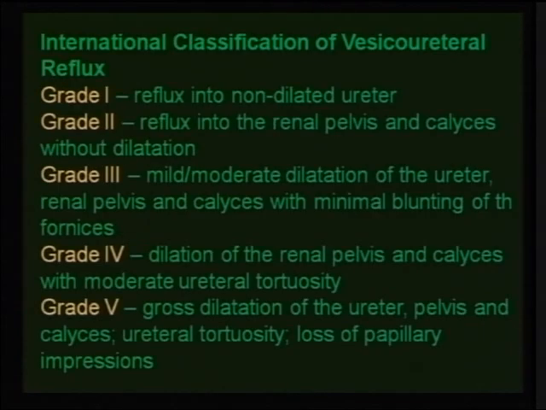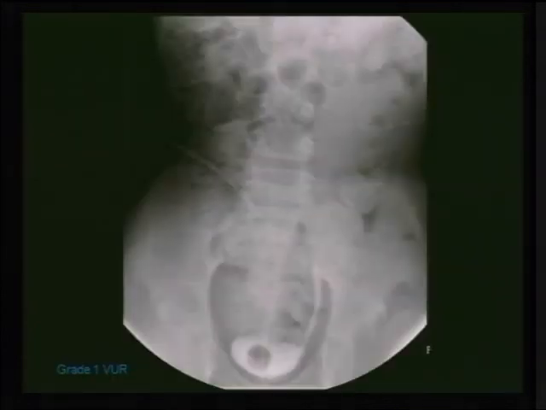And for vesicoureteral reflux, you know the types of it. Grade 1 if it is only up to the ureter. Grade 2 if it is reaching the collecting system but no dilatation. Grade 3 if there is dilatation. Grade 4 if there is more dilatation with a tortuous ureter. And grade 5 if there is clubbing of the calyces and a tortuous ureter. And these are the grades.